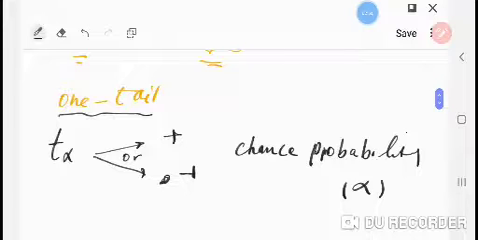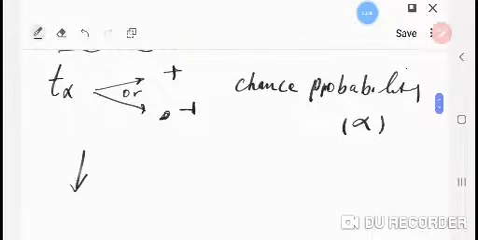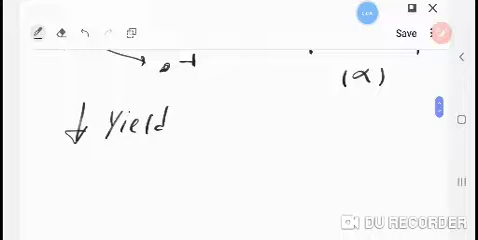Examples for a one tail test are when we are seeking to increase the yield or reaction rate of a process, or to decrease the costs.